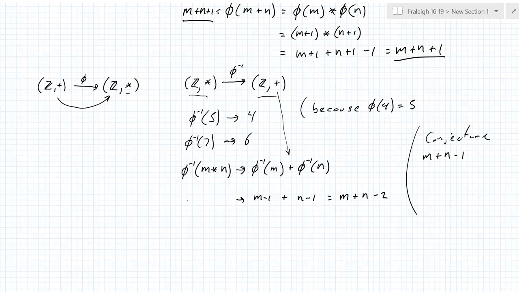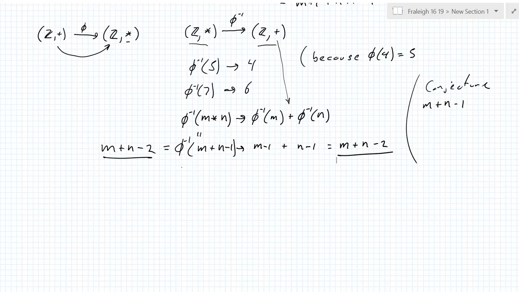So if I do that, then this would be equal to phi inverse of m plus n minus 1, which is of course m plus n minus 2, and notice that is equal to that as required. So I want to define star as m star n is equal to m plus n minus 1. So that settles that.